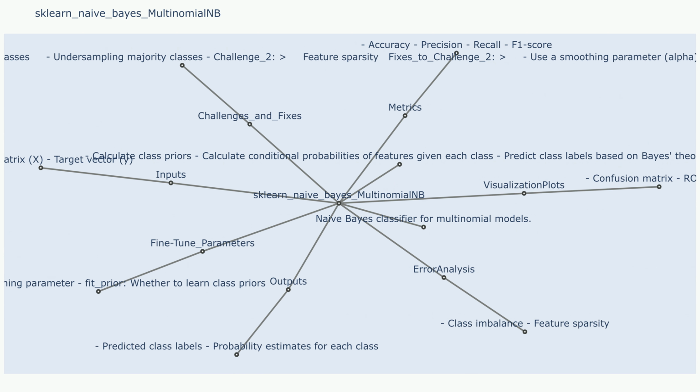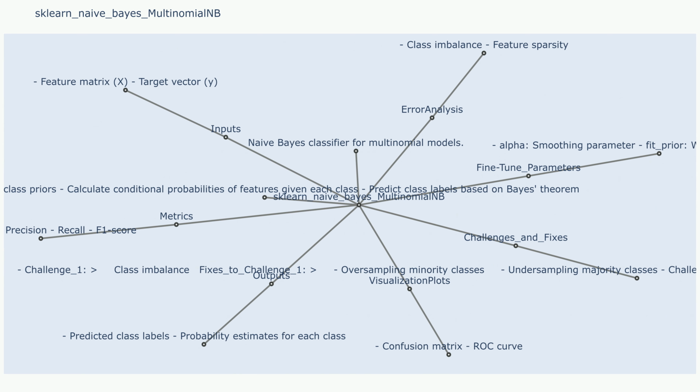Fixes to challenge 1. The alpha parameter can be used to address this problem by smoothing the probability estimates. Challenge 2. Zero probabilities for unseen words in the test data. This can happen if the test data contains words that were not seen in the training data.